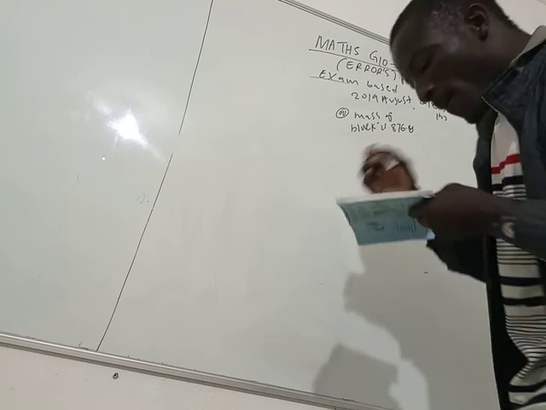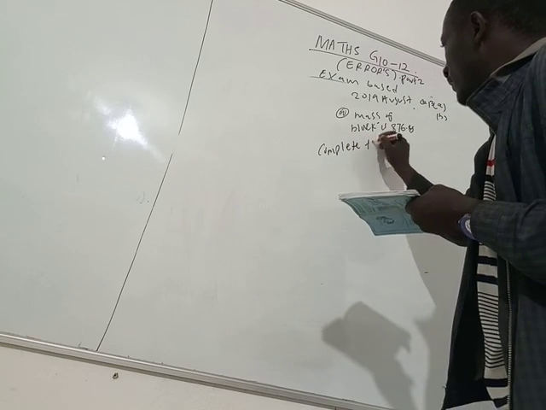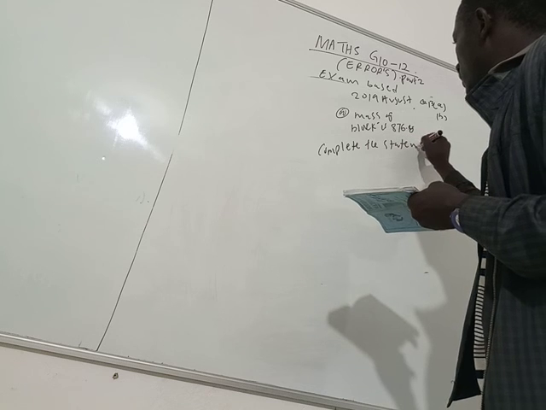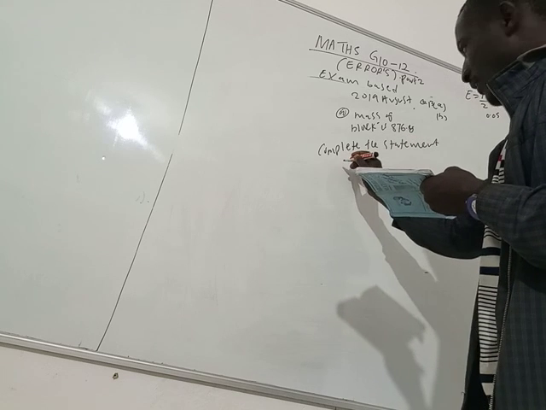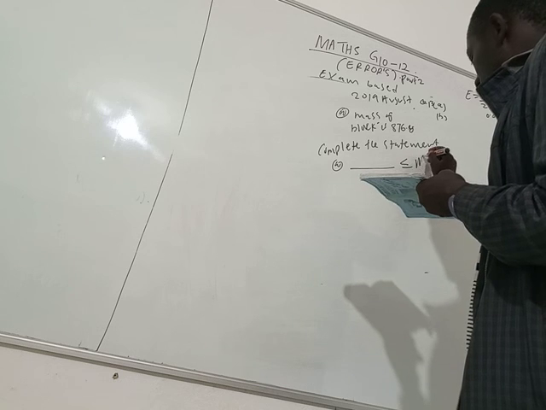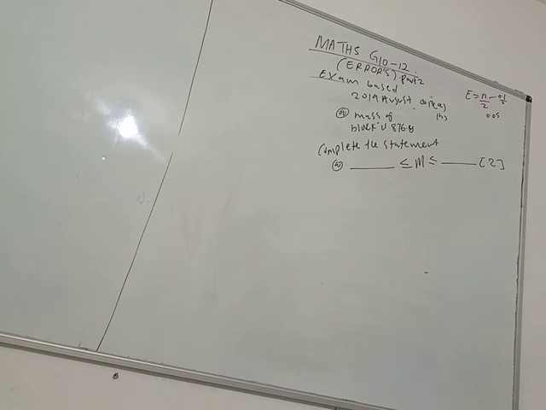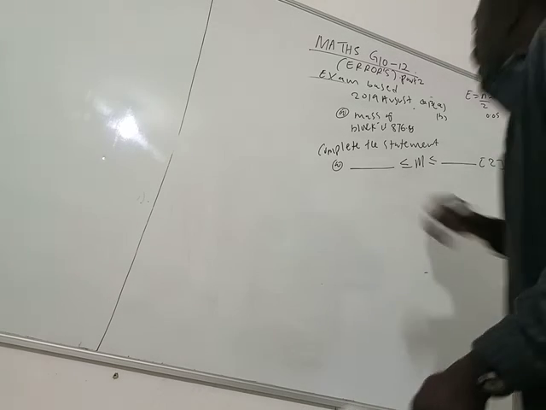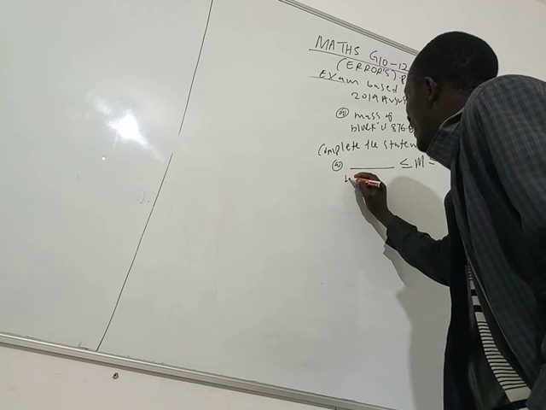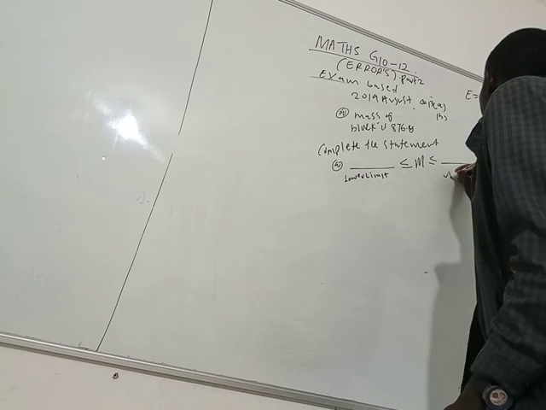Then they are saying complete the statement: L less or equal to M less or equal to that. They've given you 2 marks. I really want you to follow what I will do for such, because such will come. So they actually want you to find the lower limit and upper limit.